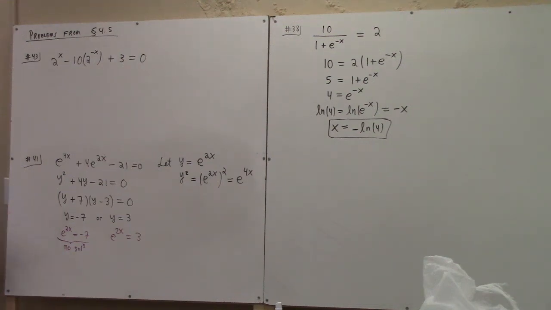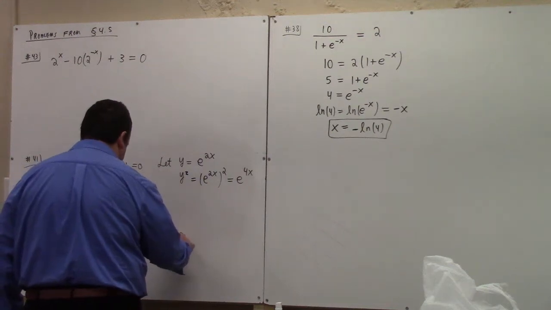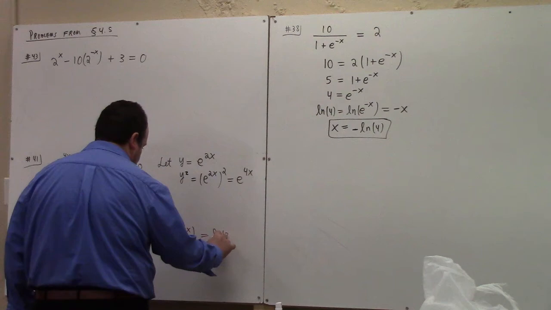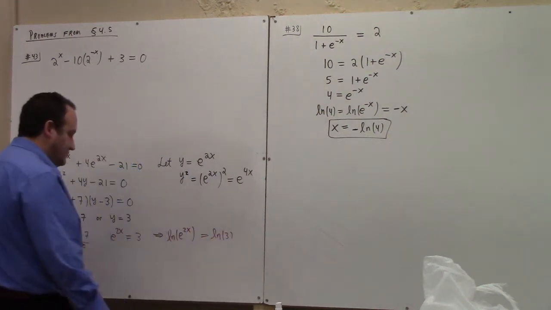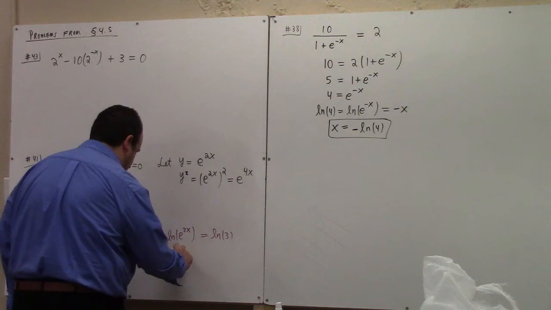And how about the other one, though? We take the natural log of that. What does that give us? Natural log of e, you say negative 6. Natural log of e to the 2x equals natural log of 3. What's the natural log of e to the 2x, though? It's just 2x again, right? It's 2x. So we get 2x equals log 3.